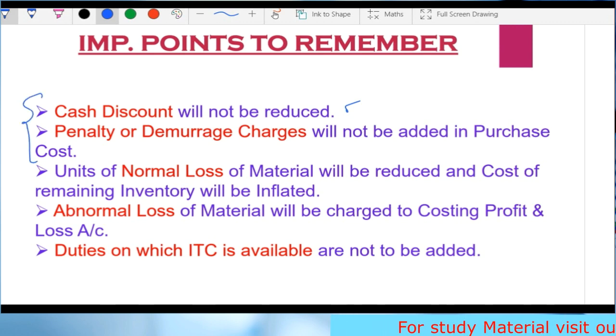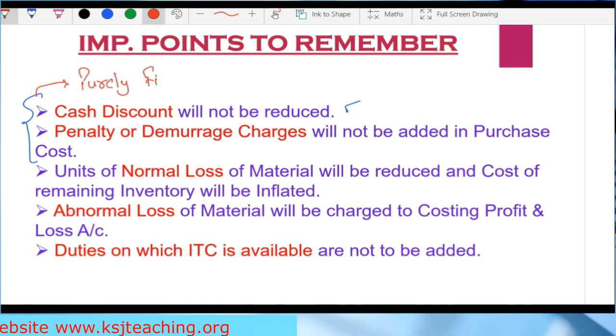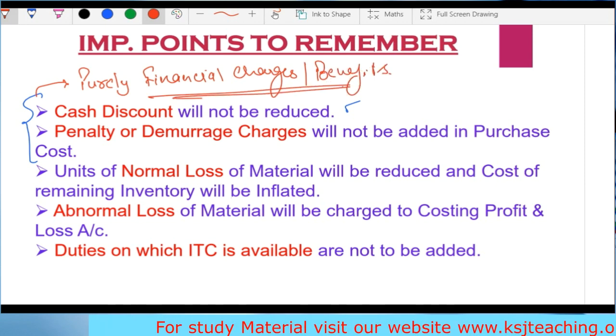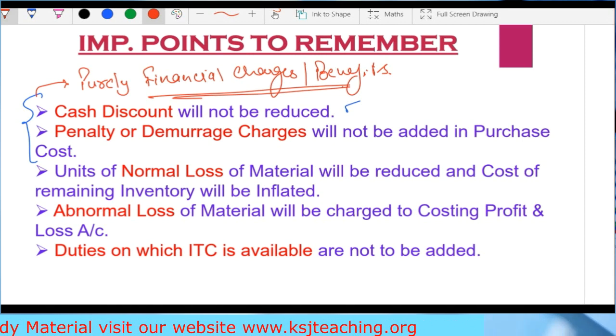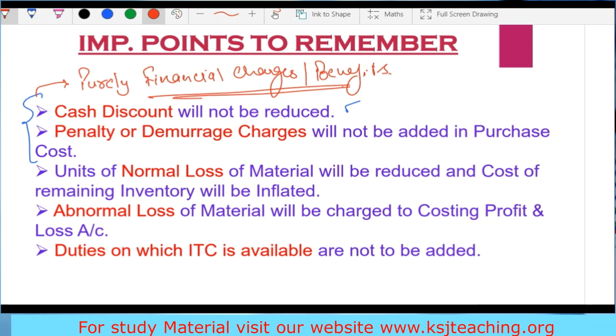Why, sir? These two expenses, why will these not be considered? Sir, because these are purely financial expenses. These are purely financial charges or benefits, right? It has nothing to do with the cost. These are purely financial matters. Penalty, sir, if you are paying a penalty for something, will you recover this penalty from your customer to whom you will be selling the finished good? No, sir. Paying penalty, that means you have committed the mistake. If you have committed the mistake, for that mistake you cannot charge the customer. Clear?